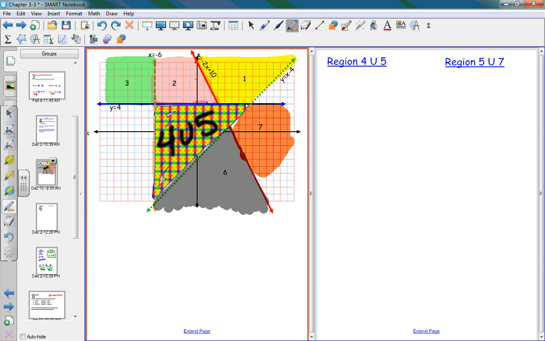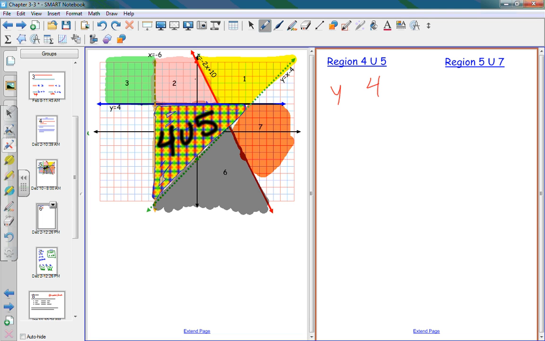Now tell me, what do I have to cut on to cut that region out? Y equals 4. What else? Y equals x minus 4. And x equals -6. Do we see that, yes or no? Okay, so now, what do I do?